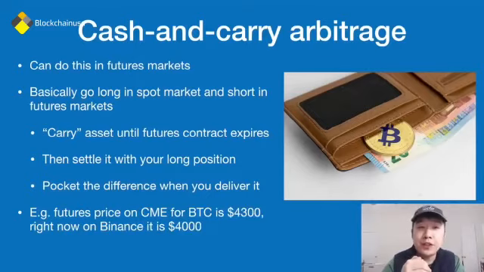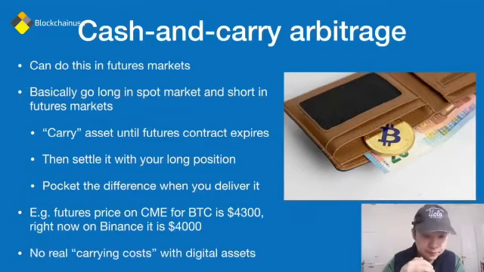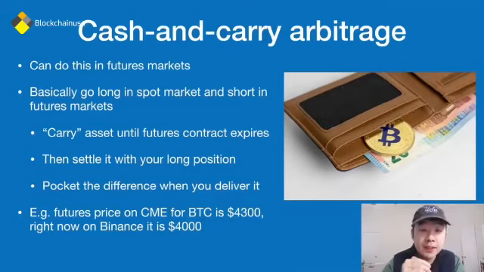So for example, let's say the futures price on CME or CBOE for Bitcoin is 4,300, but right now on Binance it's 4,000. You can buy it on Binance and then short it on CME, and then when your futures contract expires, you can deliver the one Bitcoin and get paid 4,300 for it. That's how futures work. We have another video that covers how futures work. I'll also link it below so you can check it out if you're not quite sure.